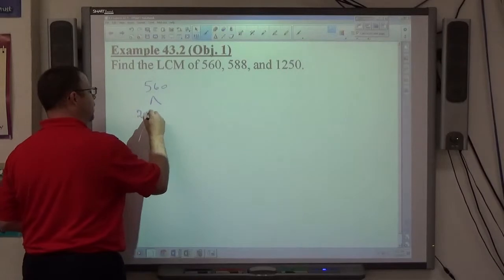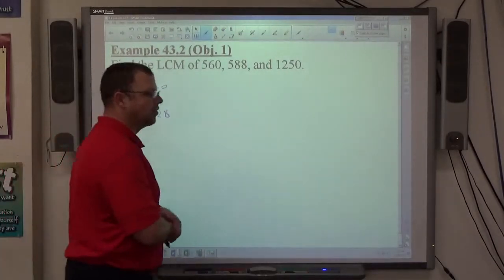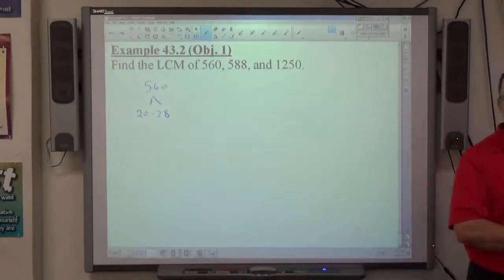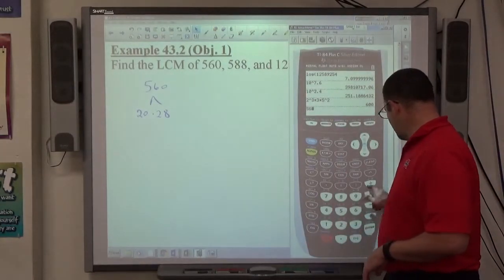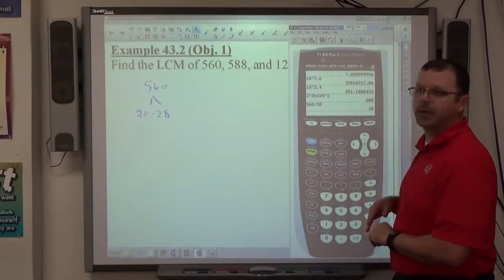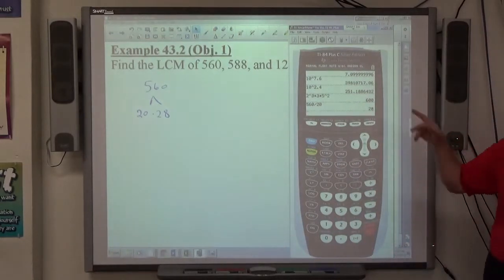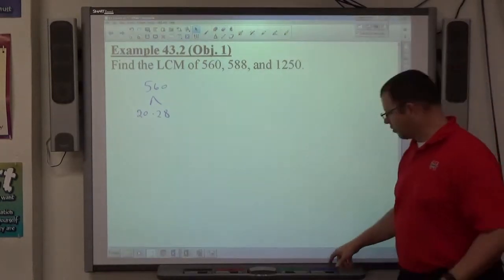So 20 times 28 is the same as 560. So just by doing that one, and if you're not sure, just try it. 560 divided by 20 equals, hey look, it's 28. Right? So use your calculators to some extent here, but 560 is 20 times 28.